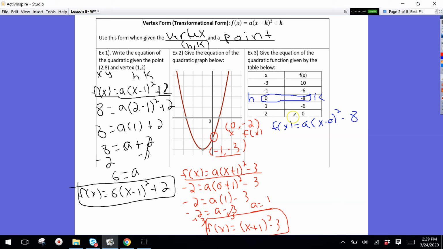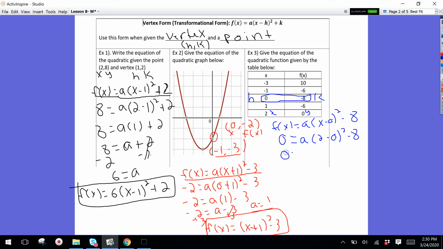And then we can go ahead and pick up any point. I would suggest to pick something with a 0 in it. So here, x and our y. So we can plug in here a 0 for our y, for our output, and then a 2 for our x, and solve this out.